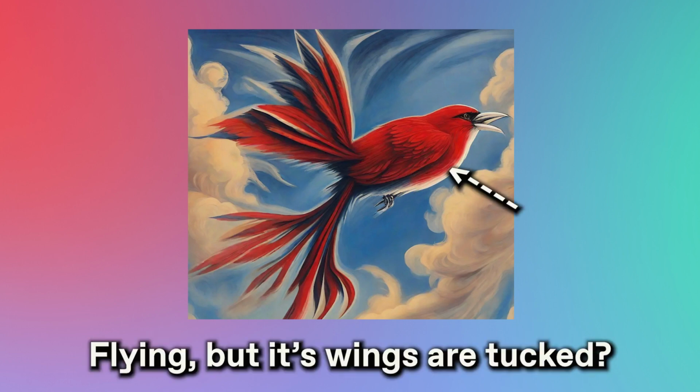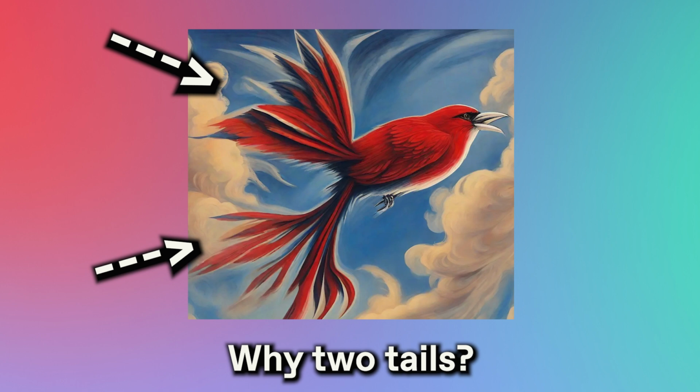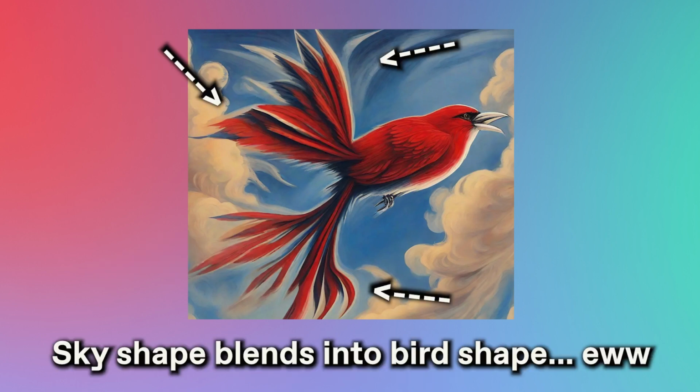Sure, the bird is flying through the sky, but its wings are tucked into its body. Those two tails seem a bit strange and anatomically incorrect. Not to mention, in some places, I can't tell where the tails end and where the sky begins. Long story short, we can do better than this. So let's talk about word choice.